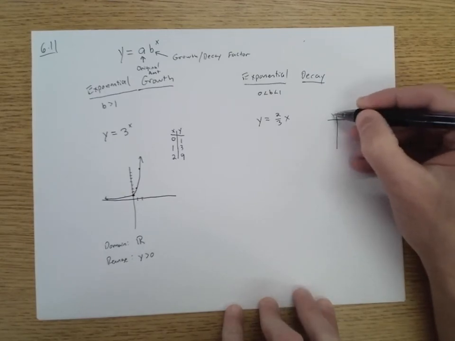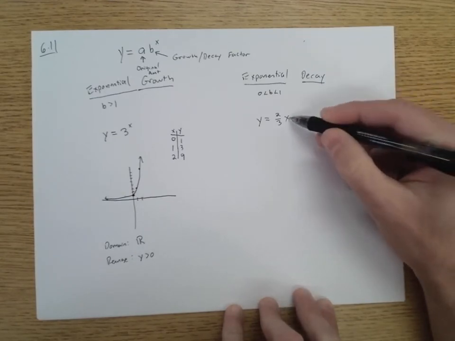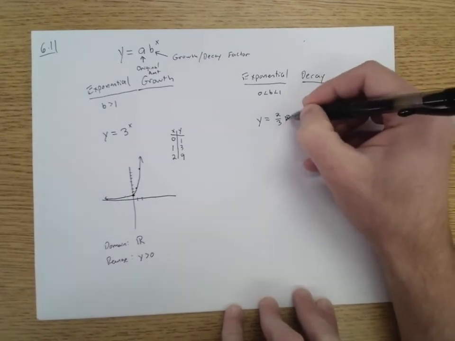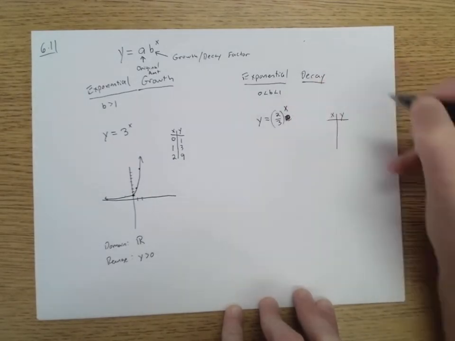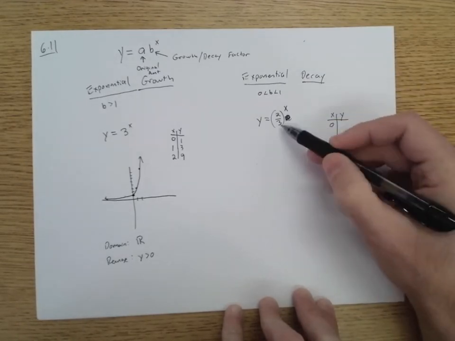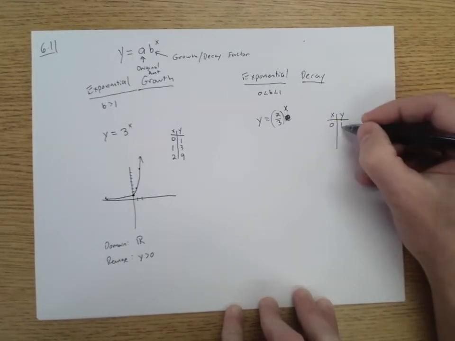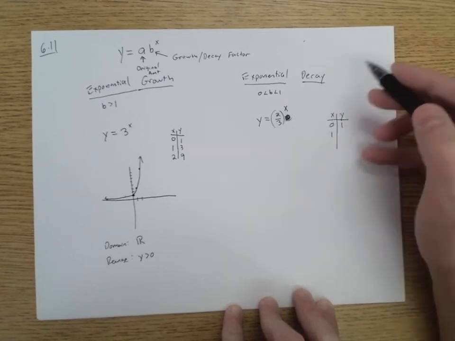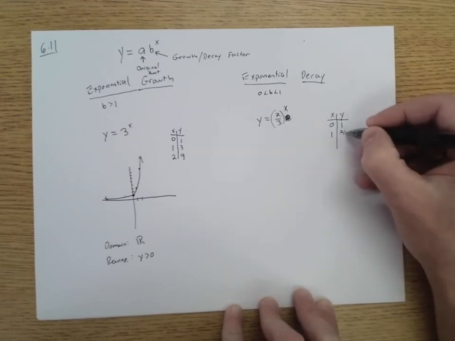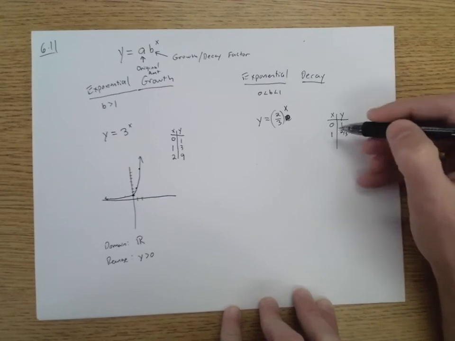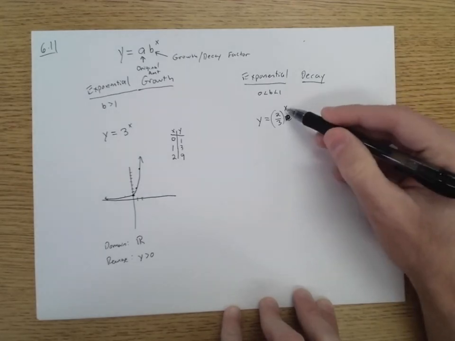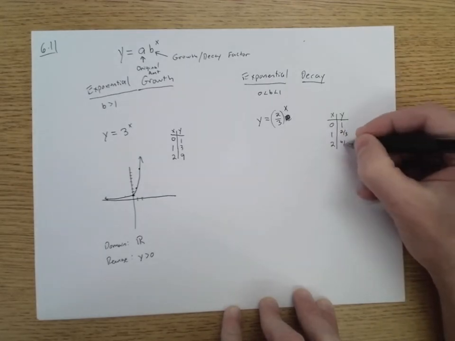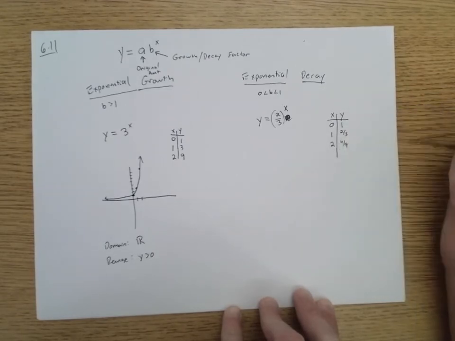So again, if we create just a couple of values in our xy chart, if we put 0 in for x, and I'm sorry, I didn't write that correctly, that should be to the power of x. So if I put 0 in for x, 2/3 to the power of 0, of course, is still 1. When you put 1 in for x, 2/3 to the power of 1 is 2/3. If you put 2 in for x, that would be 4/9. And you see these values are going to get pretty low.